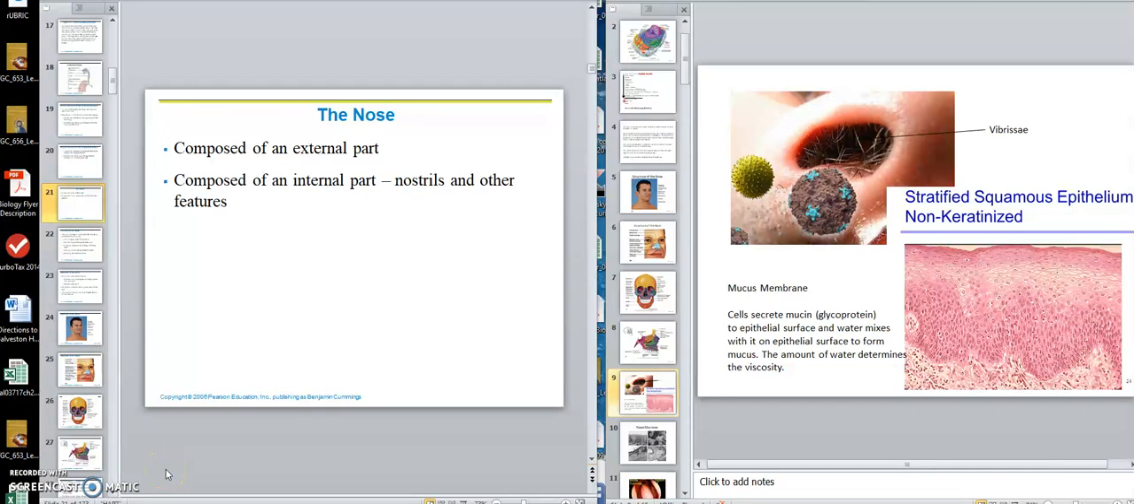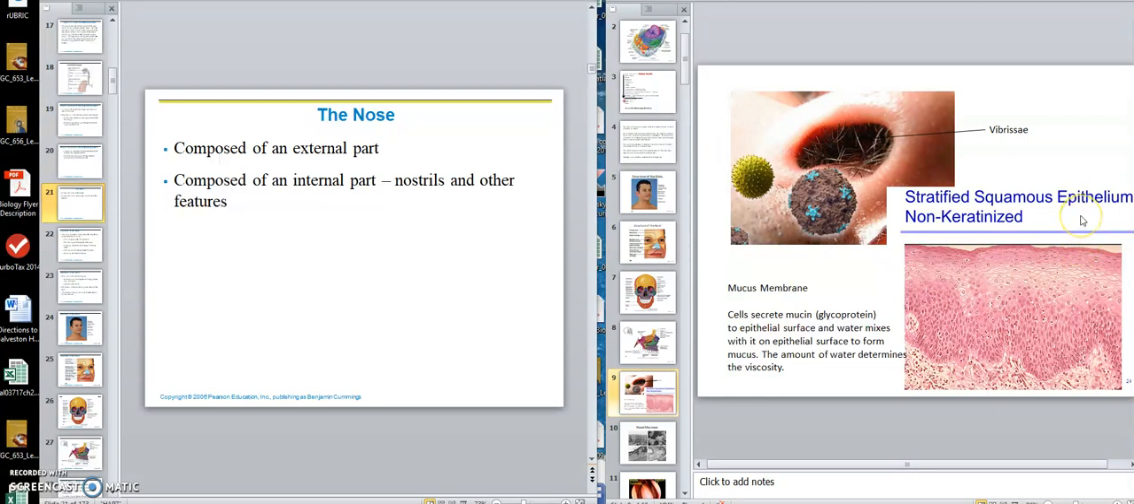Okay, class, we're back. We're still talking about the nose. All right, we said that you had nasal hairs, vibrissae. The epithelium in the nose is a non-keratinized stratified squamous. Now, your skin is keratinized, but in a mucous membrane, see, keratin waterproofs, but you want water to be able to come up through the epithelium and get to the top.